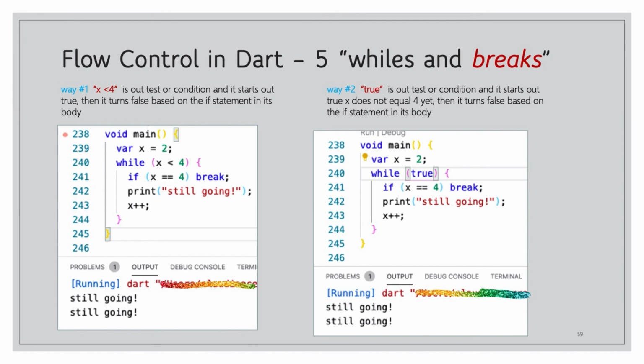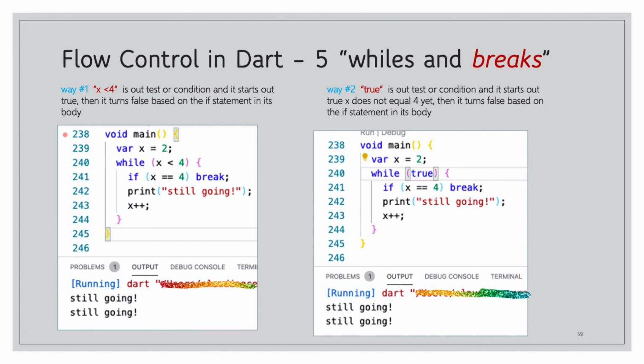On the right-hand side, now we use the true variety. Instead of the test being x less than 4, is it true? So again, var x equals 2. It's true. If x equals 4, break. It's not. Still going, increment. Now what are we? 3. While true, if x equals 4, break.